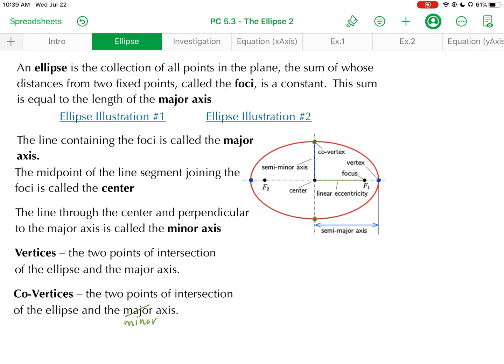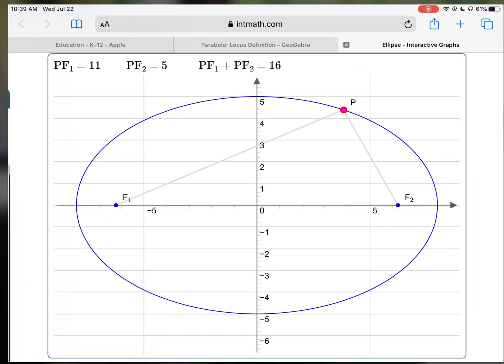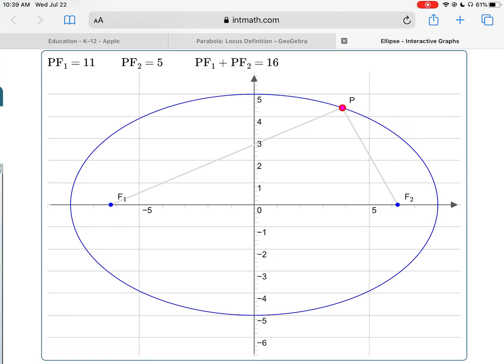All right. So let's give you an illustration for that. So here is the ellipse in blue. It looks like an oval, and you have this random point P in pink on the ellipse. You also have your two focus points, F sub 1 and F sub 2. Notice they are both inside the ellipse. If I measure the distance right now from this point P to F sub 1, I have a distance of 11 units. And from point P to F sub 2, the distance is 5 units. And then, of course, the sum of those two distances is 16.